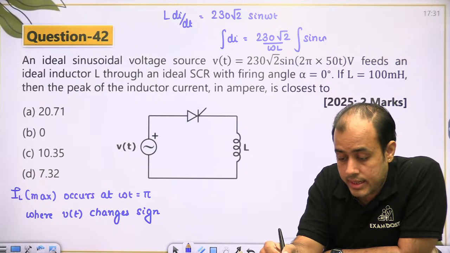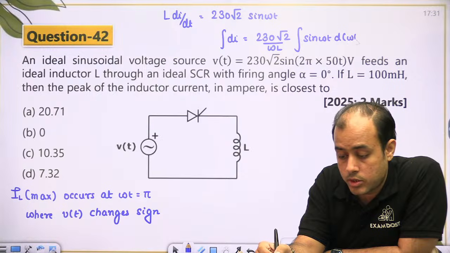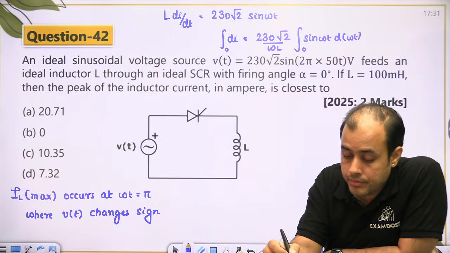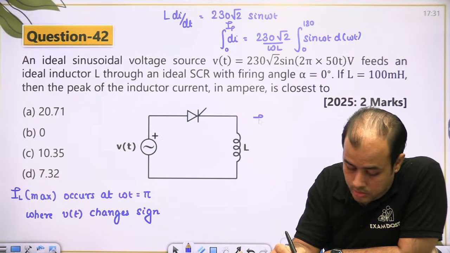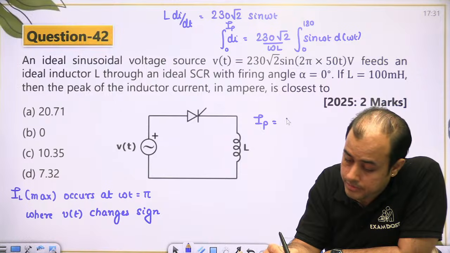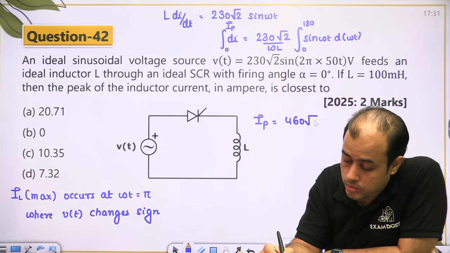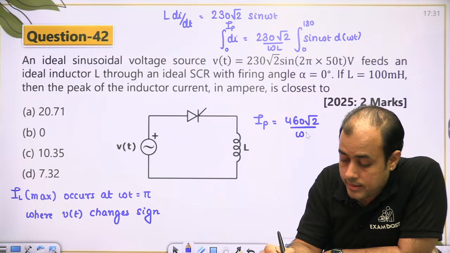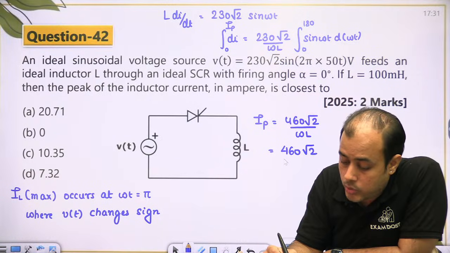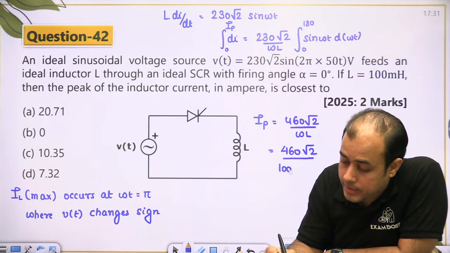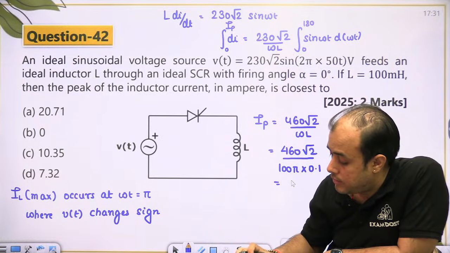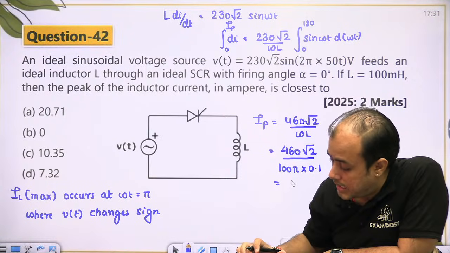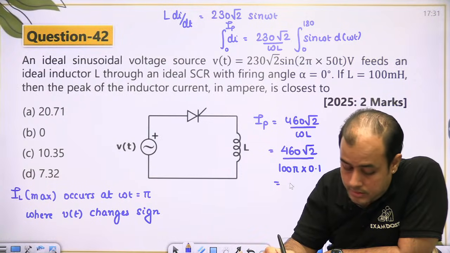Now you are starting at alpha equal to 0 where current is 0. Up to 180 you will reach peak current. So IP will be 460 root 2 by omega L. Now somebody who might have memorized the diode equation, they can also easily solve it beta. L is 100 millihenry, 0.1 Henry, 10 pi, 46 into root 2 by pi. Actually, it will be 20.7.